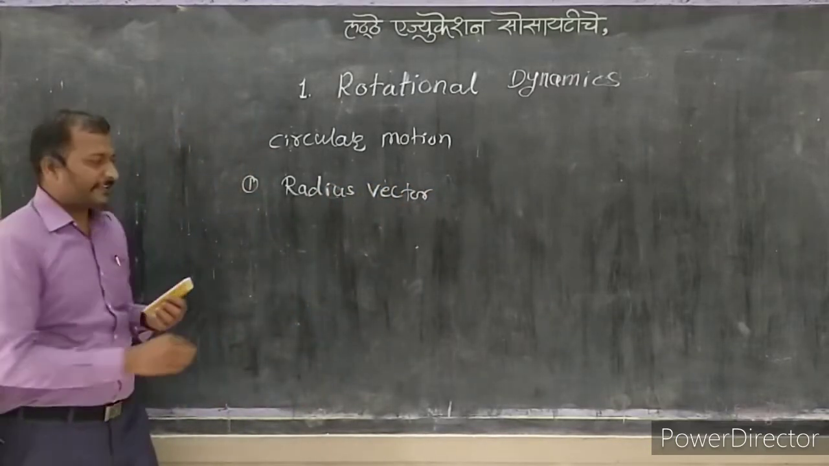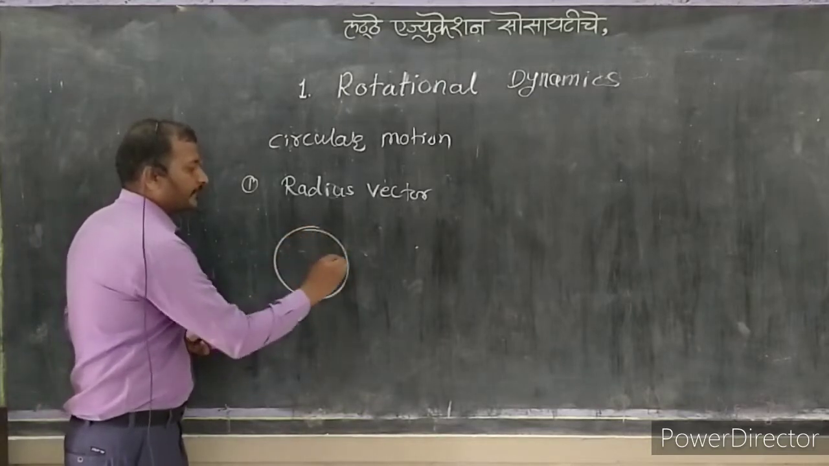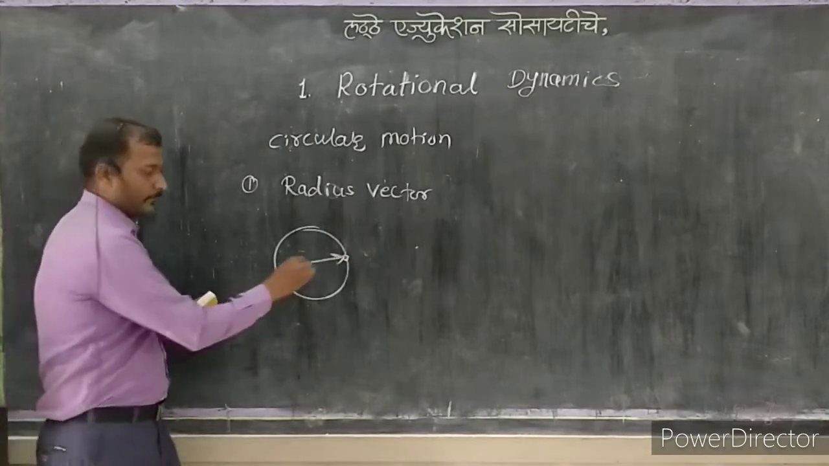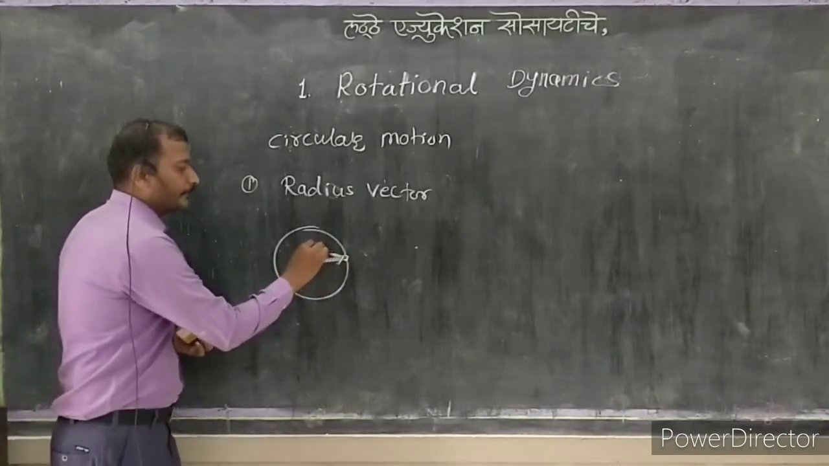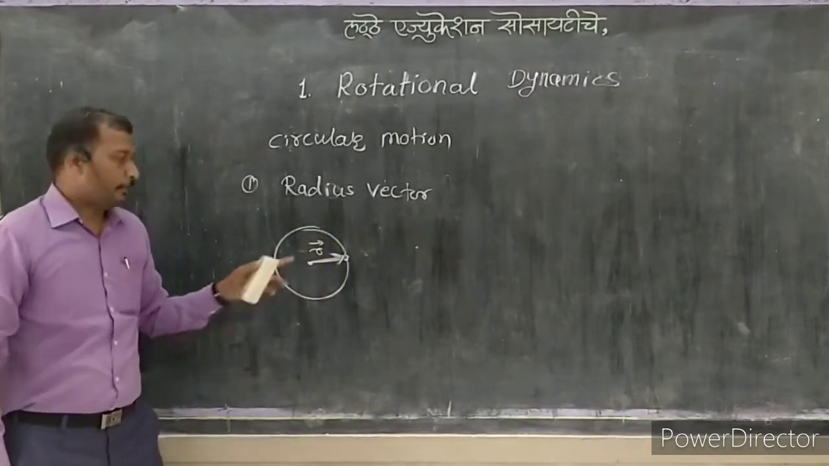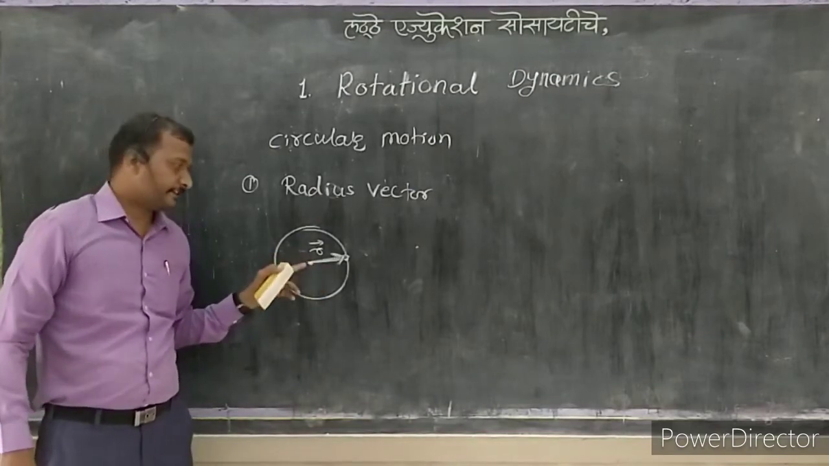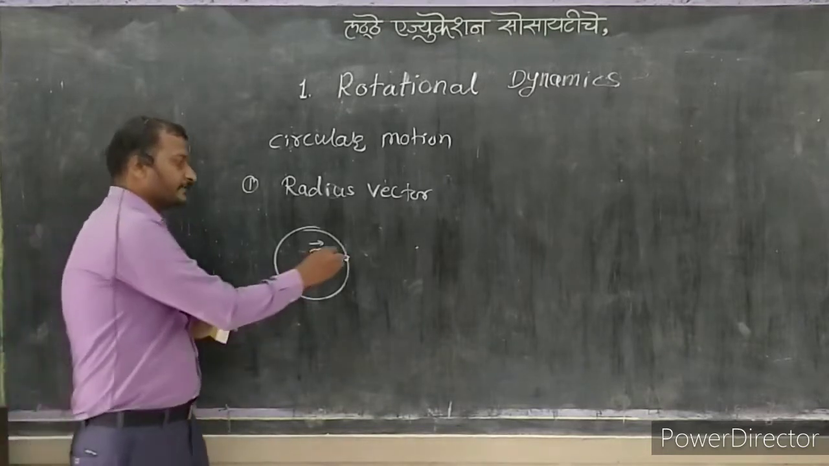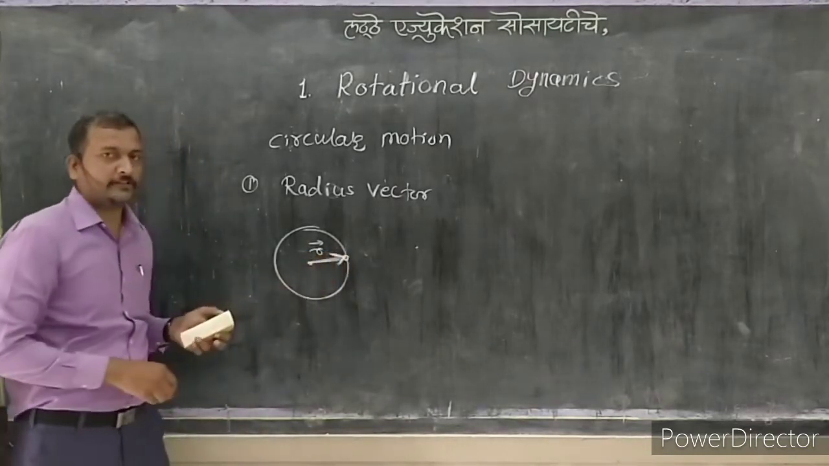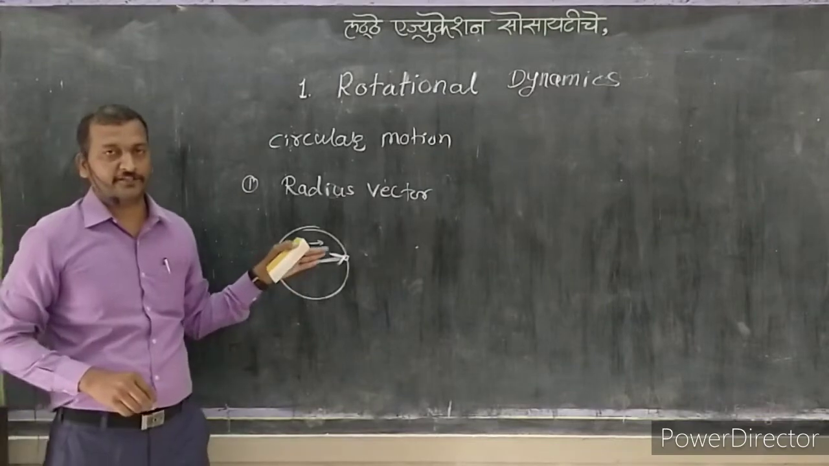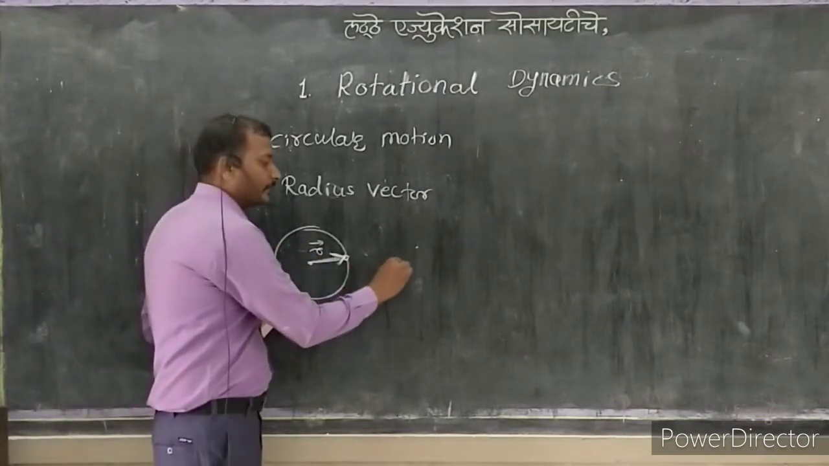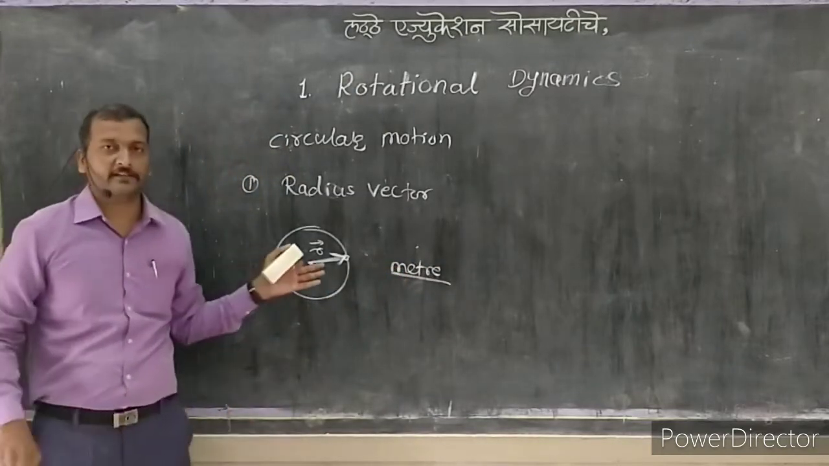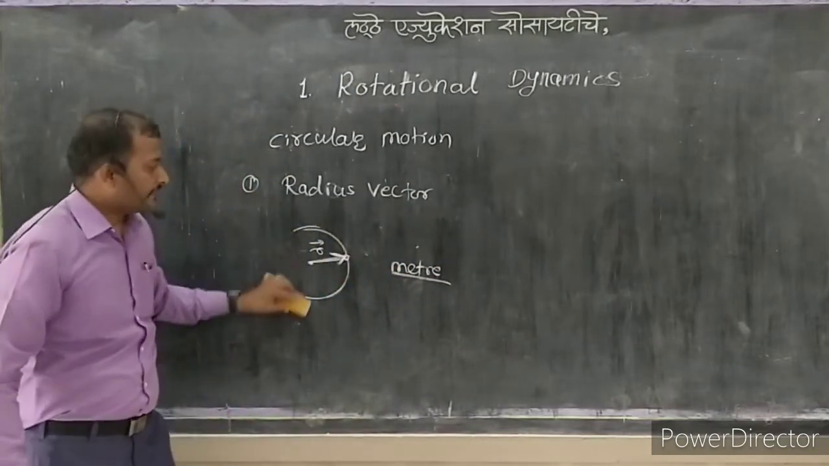Radius vector is the position vector of the particle drawn from the center of the circle. Radius vector, which is denoted by R bar, is a vector quantity and it is directed outward from the center of the circle. As it is a distance, it is measured in the meter. Hence, the SI unit of the radius vector is meter.